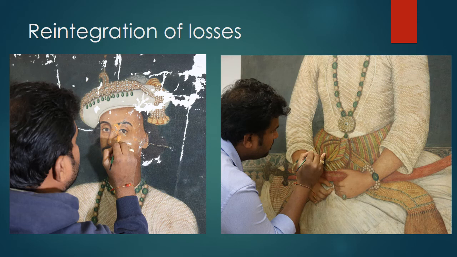Reintegration of losses. Retouching was done using water-based colors. Finally, a layer of protective coating was given to the painting. This synthetic polymer protective coating layer, besides protecting the painted surface, also has the added benefit of not yellowing for a long time.